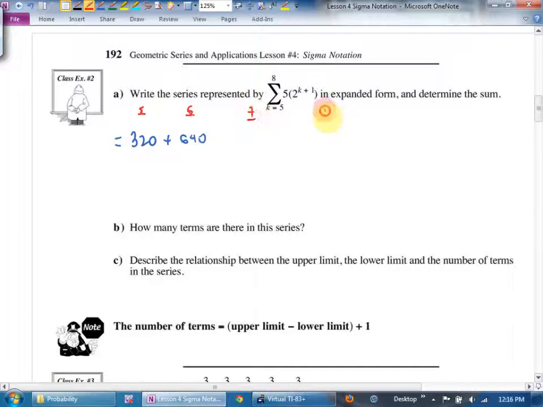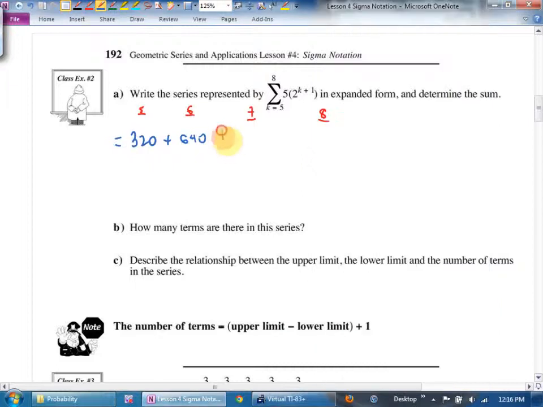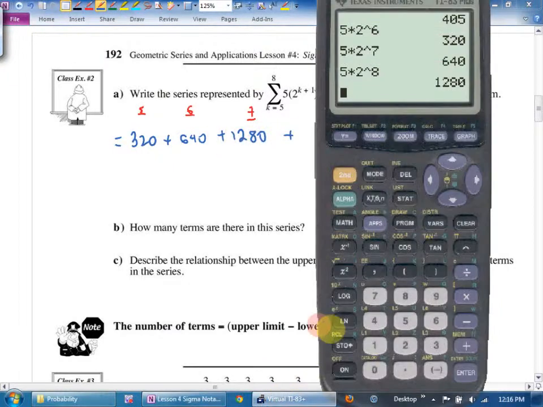How do I know to stop when k is 8, Elizabeth? Because that's the upper bound. That's what this notation means. K is 7 is going to give me 5 times 2 to the 8th. 1280. And k is 8 is going to give me 5 times 2 to the 9th. Whoop, to the 9th. 2560.